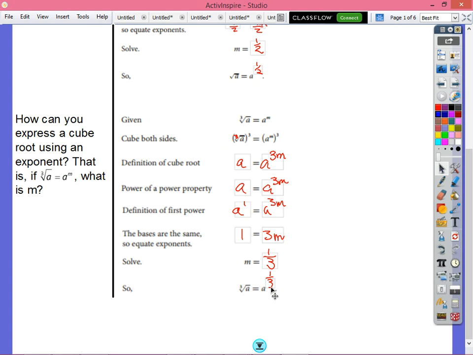So if you were in your calculator to type in, say, the cube root of 27, you would get the same answer as if you did 27 to the 1/3 power. Both those answers would be 3, because 3 times 3 times 3 is 27. So the cube root of 27 is 3. 27 to the 1/3 power also would give you the same answer of 3. Okay. Let's go ahead and look at the next part.